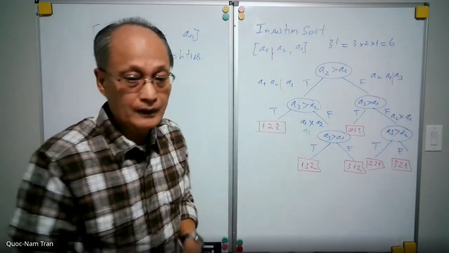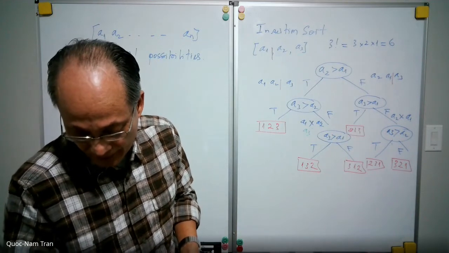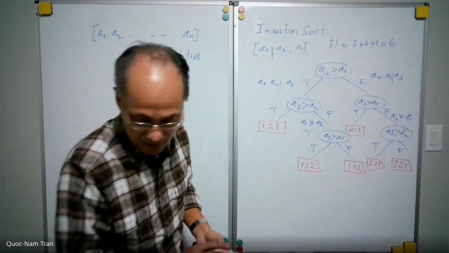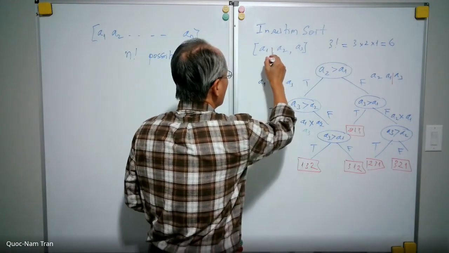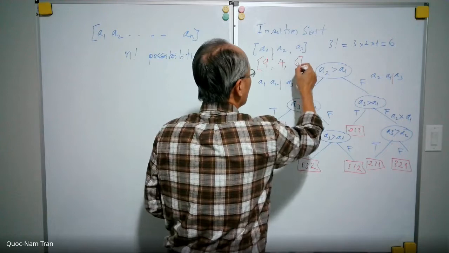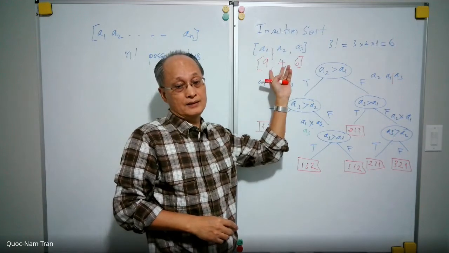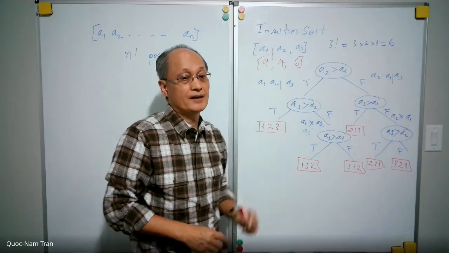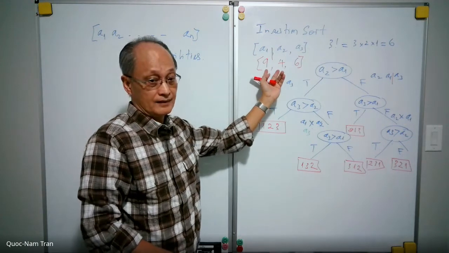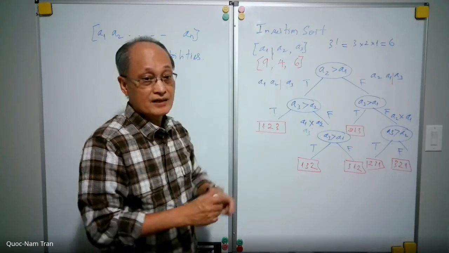Now, for a particular input, let me give you one particular input. Here, if I have number 9, number 4, number 6, okay? How will insertion sort handle this array? First, it will compare A2 and A1, right? In this case, it will be false.